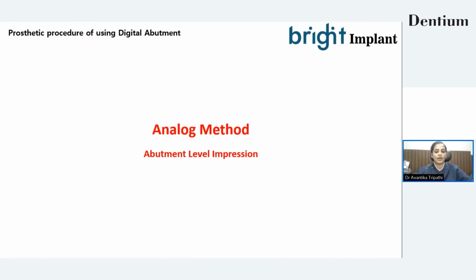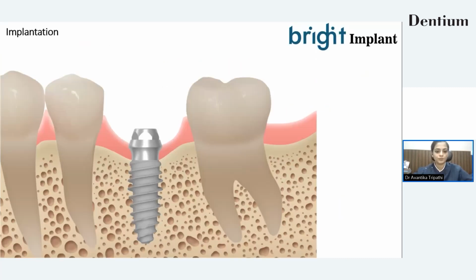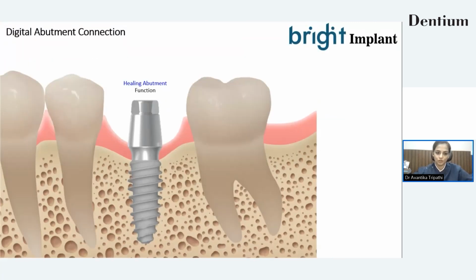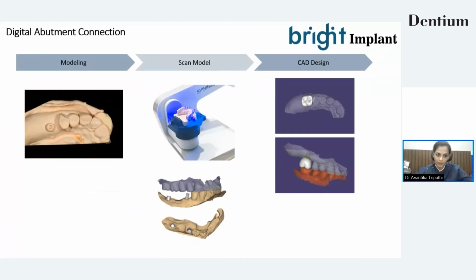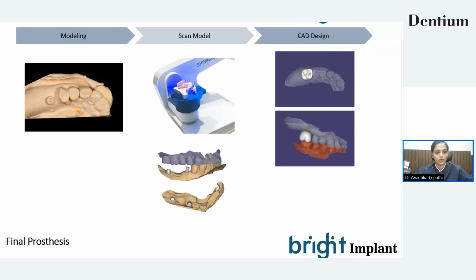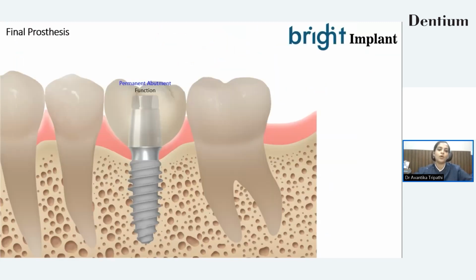If I'm doing an analog method, then I am going to place the digital abutment first. Then I'm going to use it as an impression coping. I'm going to take a snap-on impression, prepare a model, and the lab can scan the model. They are going to design the crown, provide it to me, and I'm going to deliver it to the patient. So this is how I can give a permanent abutment to the patient.